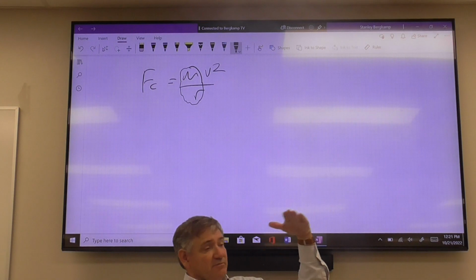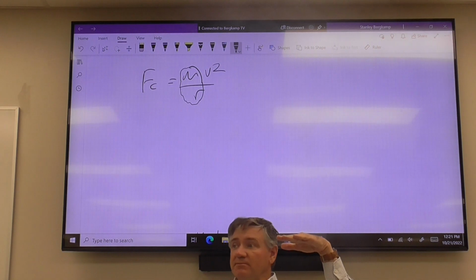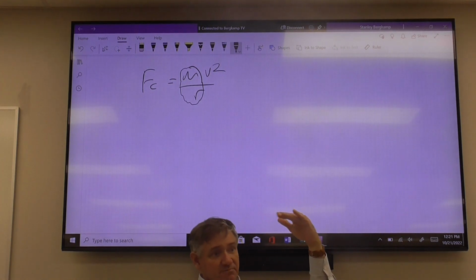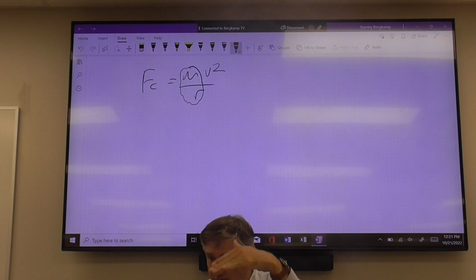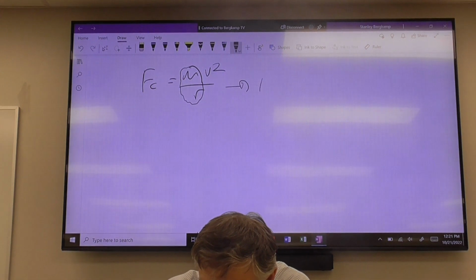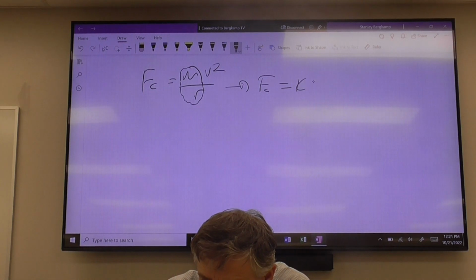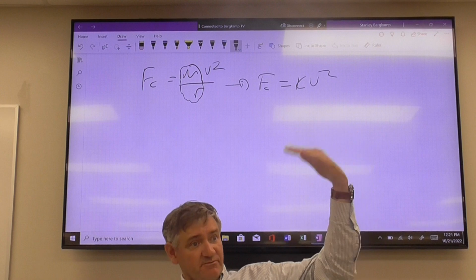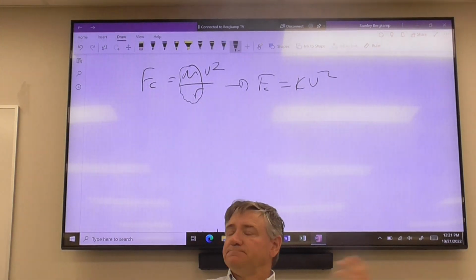You could take the mass of the stopper and divide it by 0.8 meters, and that's just going to be a numeric value, okay? It's going to be a ratio of the mass of the stopper to that radius. So you could write this in a mathematical class. You would say, oh, centripetal force equals kv squared, because that's a ratio of mass to radius. It's just a constant, right?